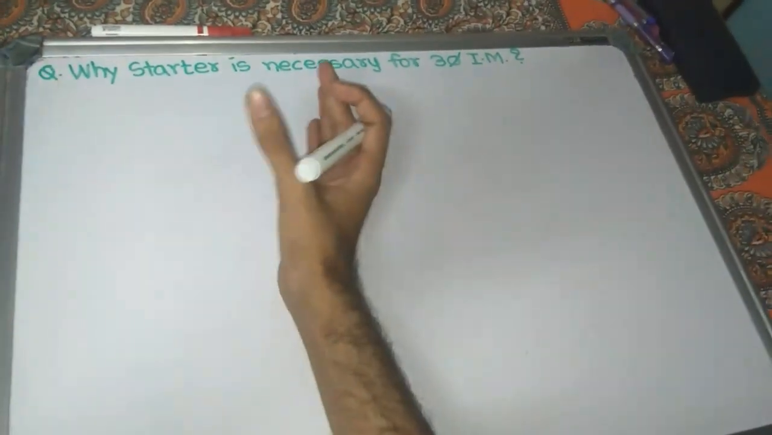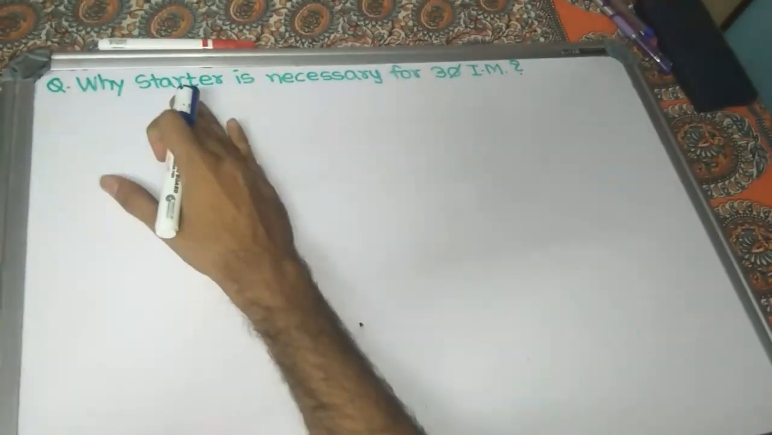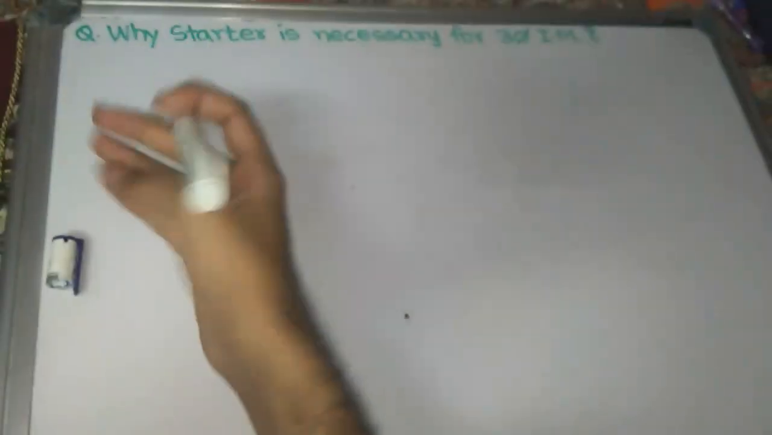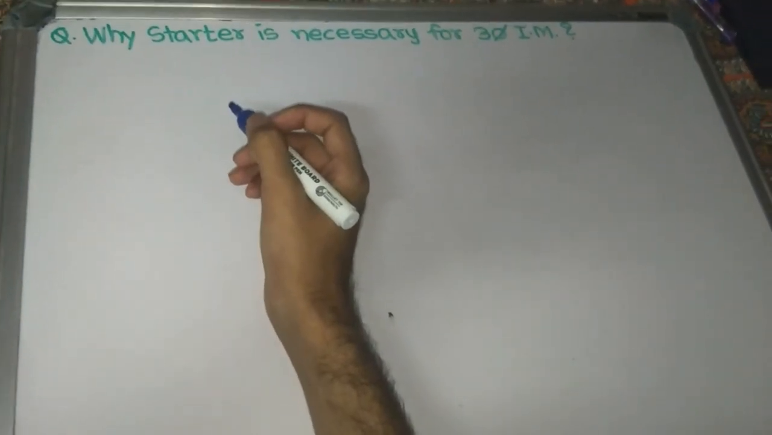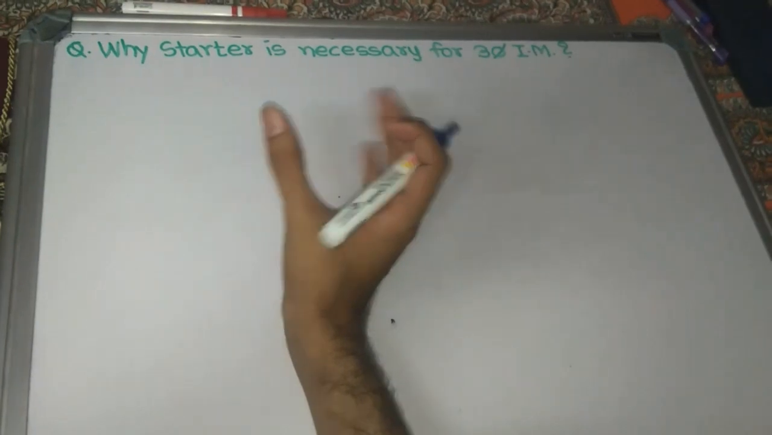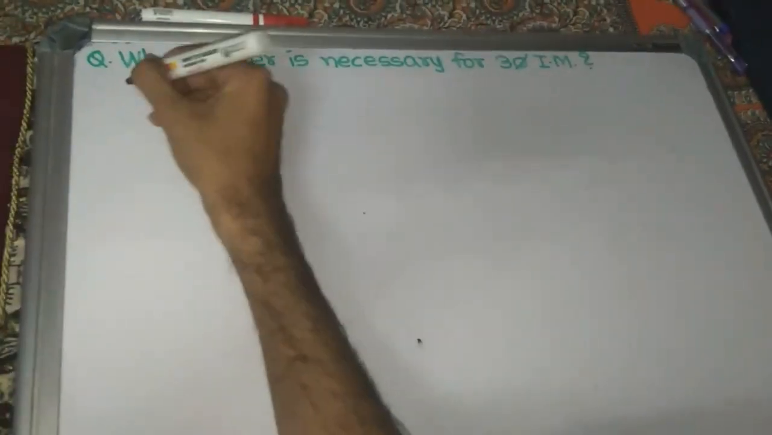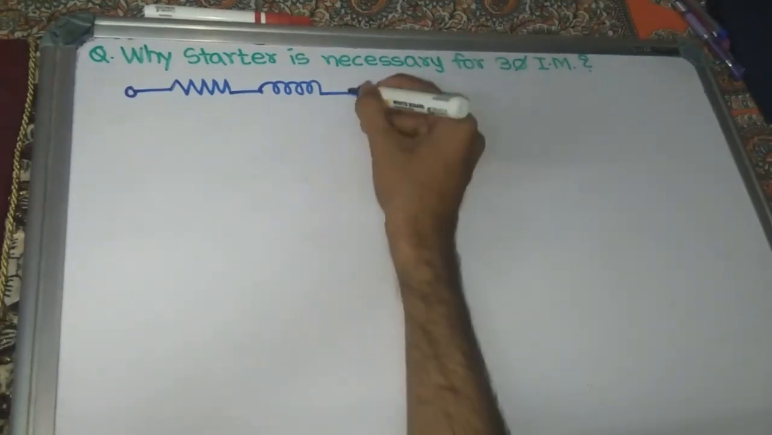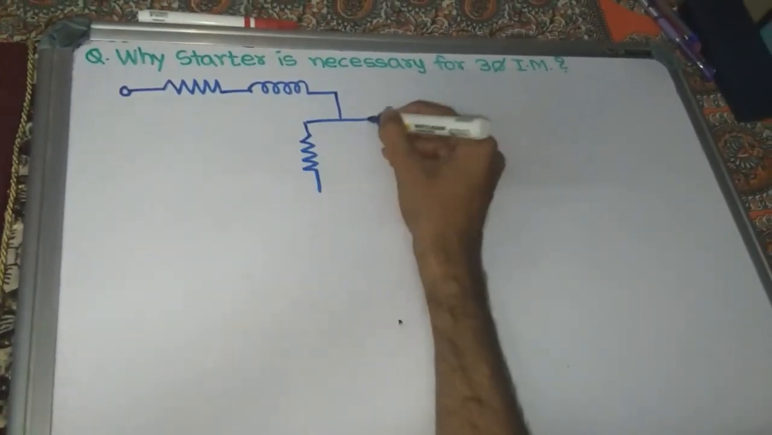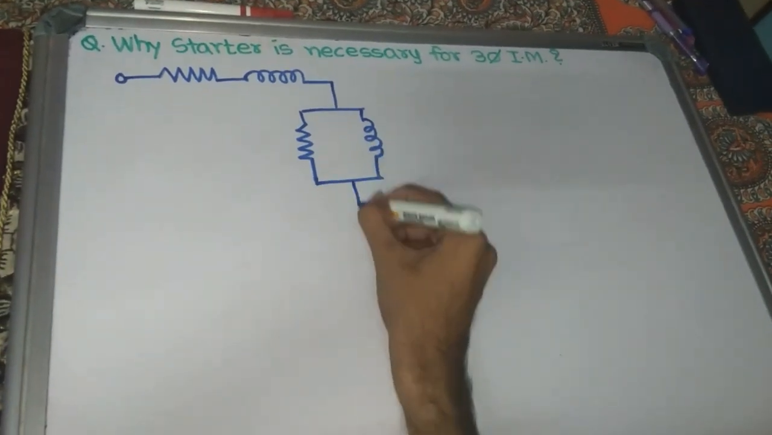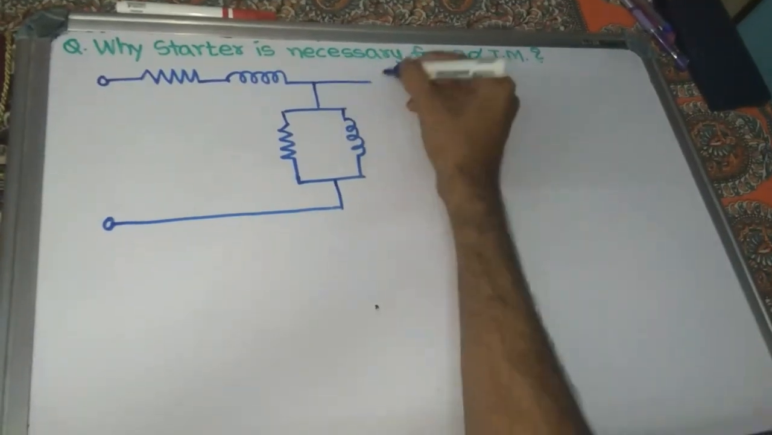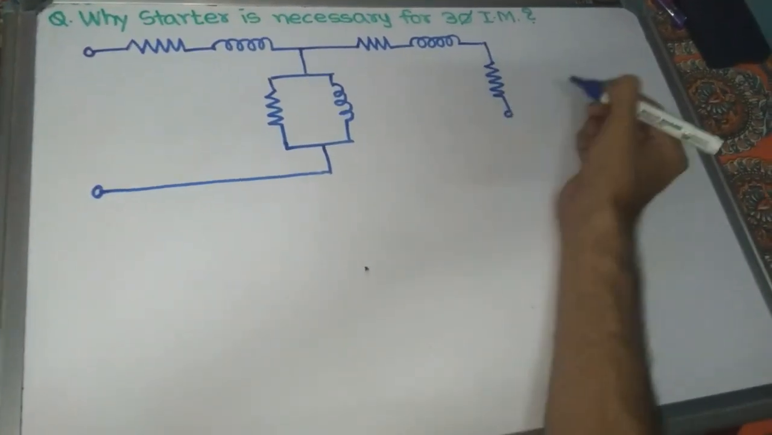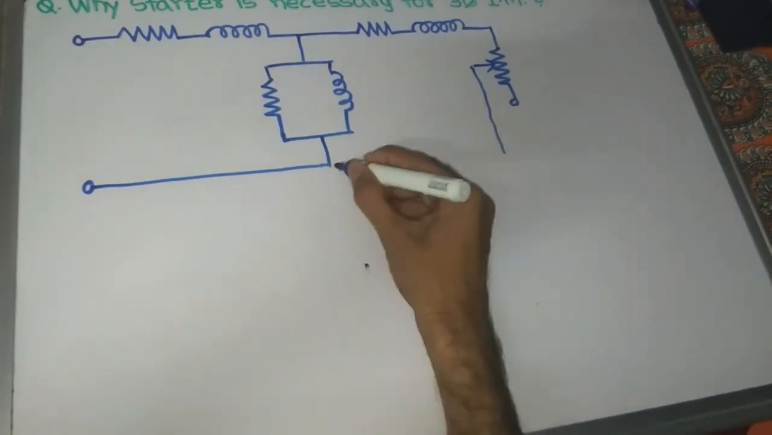So consider the equivalent circuit of the three phase induction motor for understanding why a starter is necessary. Consider the equivalent circuit at any slip S, and only one phase winding is considered here for simplicity. We know that the induction motor is a rotating transformer and the equivalent circuit is like this: R1, X1, shunt branch parameters R0 and X0, R2, X2, and the electrical equivalent of mechanical load.